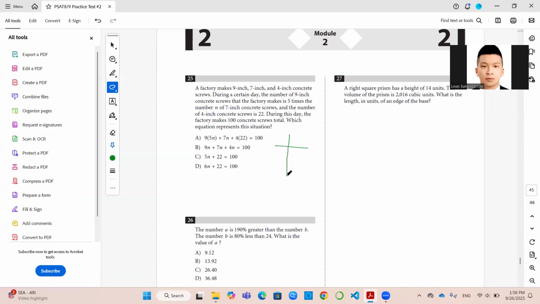Okay, let's draw a table here. I would say length and numbers. So we have 9, 7, and 4. We are given that there are n 7-inch concrete screws. 4-inch is 22. And 5 times the number, that's for 9-inch. I add all of this up for this one here. So it's 6n plus 22, which is equal to 100. So D is the correct answer.